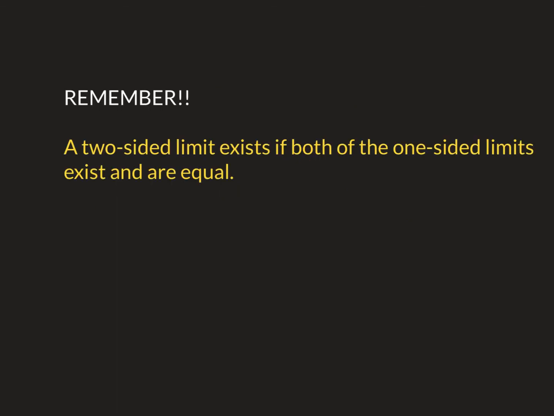One thing you got to make sure that you remember. A two-sided limit exists. And remember, everything we've seen so far is a two-sided limit. If I write this like x approaches 0, I'm talking about approaches 0 from both sides. Okay, so a two-sided limit exists if and only if both of the one-sided limits exist and are equal.